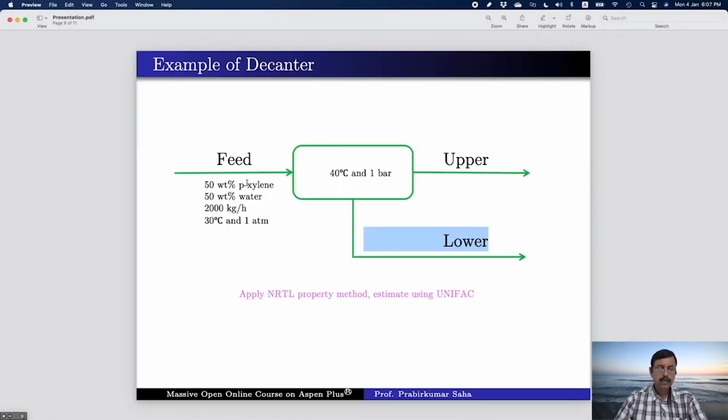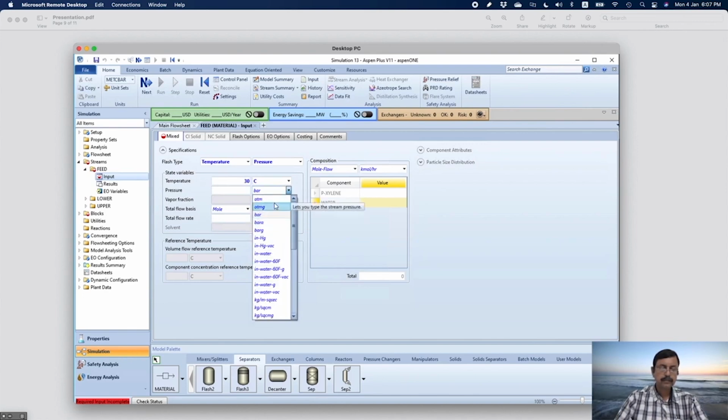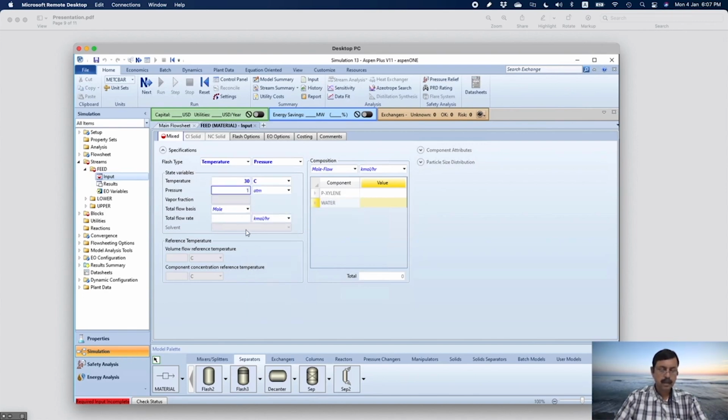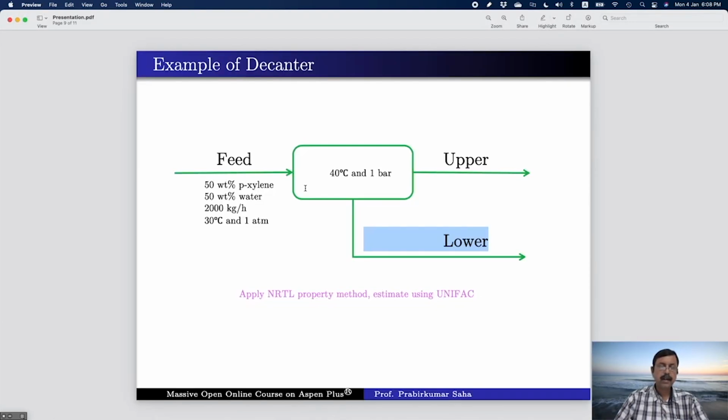Now feed input, temperature 30, pressure 1 atmosphere. And flow rate 2000 kg per hour. And 50%, both of them. So 0.5, 0.5. Press next. Yeah. The decanter operates at 40 degrees centigrade and 1 bar.